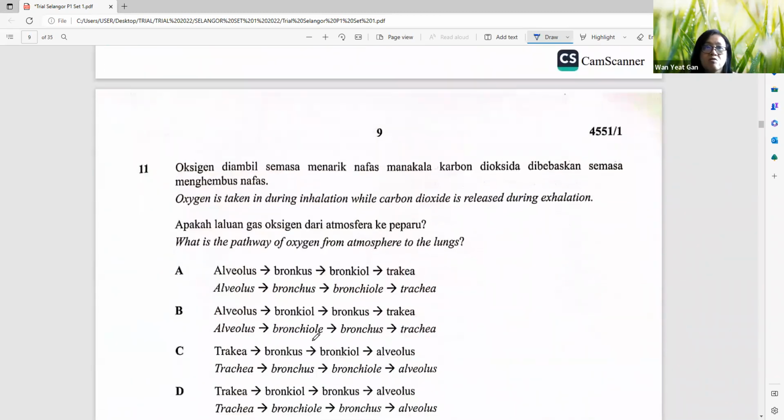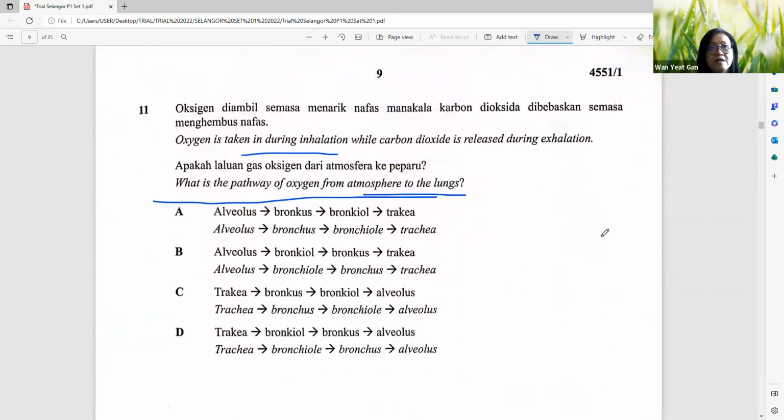Question 11. Oxygen is taken in during inhalation while carbon dioxide is released during exhalation. What is the pathway of oxygen from the atmosphere to the lung? Obviously you have to start with the trachea. So this is quite simple. Trachea, bronchus, bronchiole, and alveolus. So the answer is C.